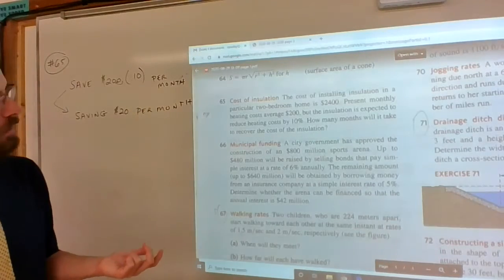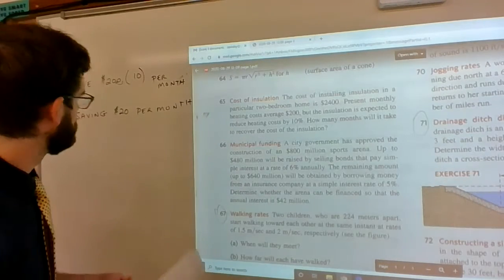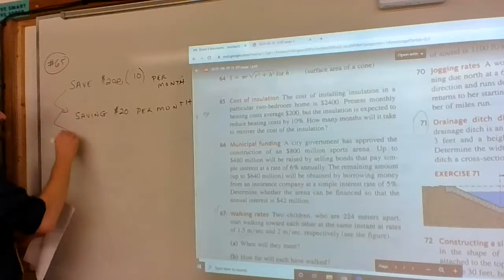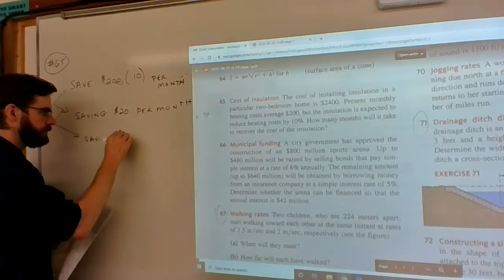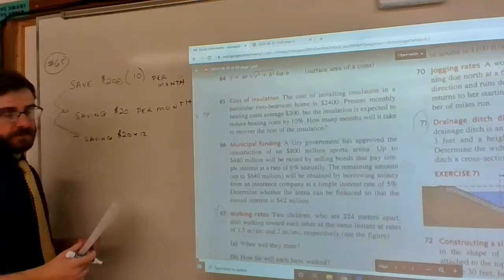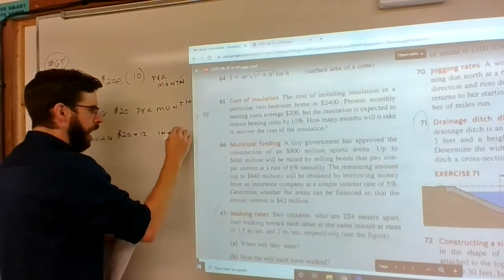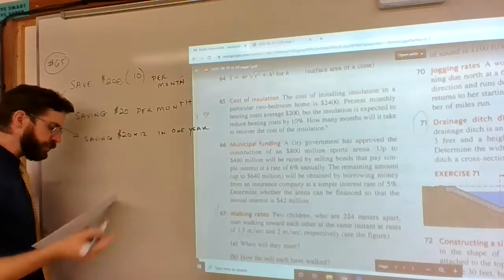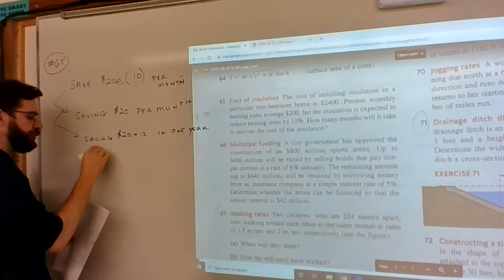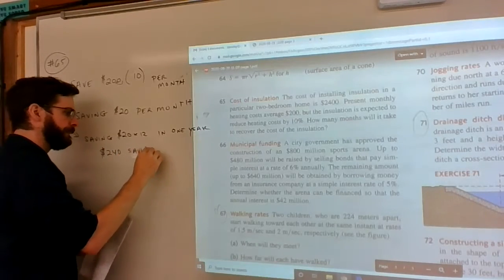Now, how much is that in a year? Times 12 months. See, if you take 20 times 12, you get a $240 savings per year.